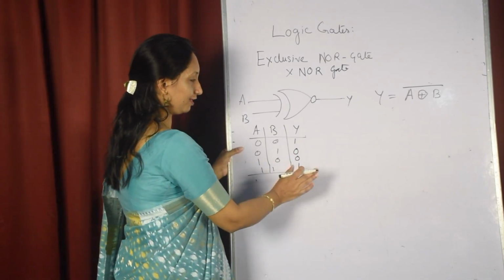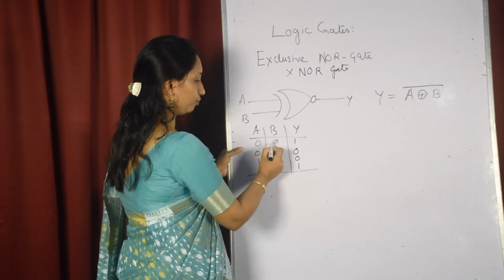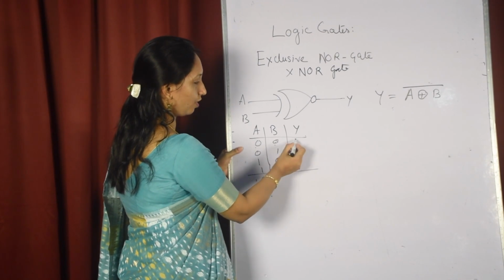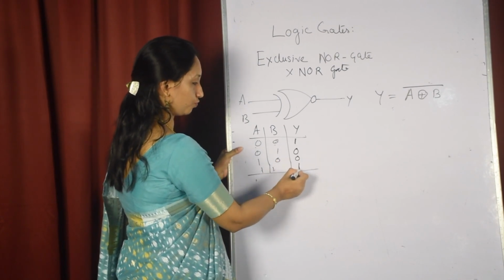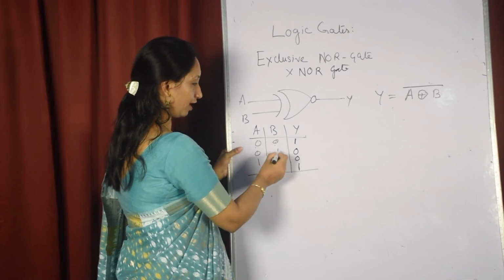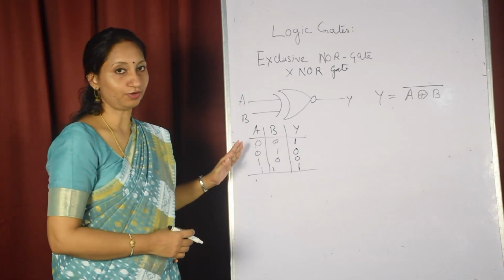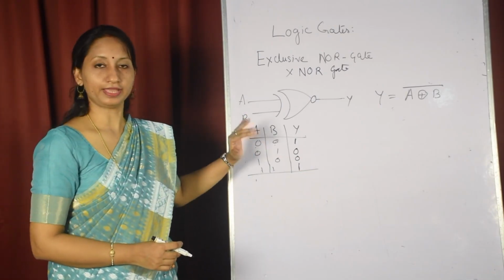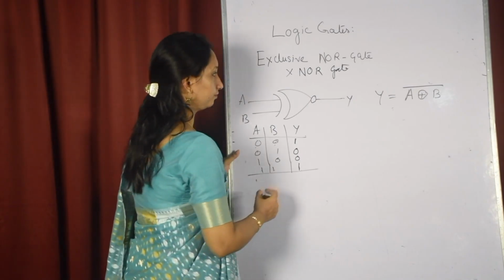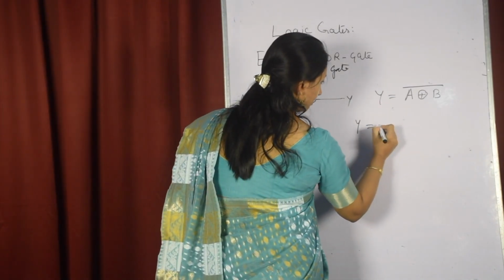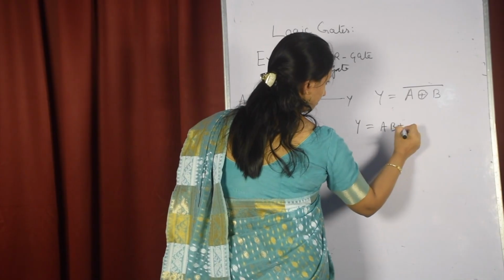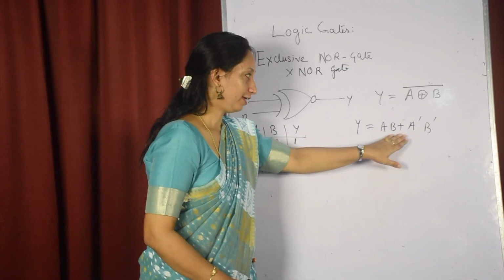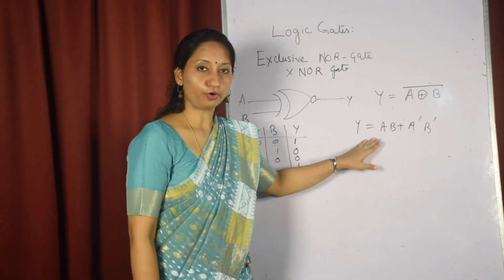So from this truth table it is clear that when both the inputs are same, then output is high. Means 0 0 output is 1 and 1 1 output is 1. And if the inputs are different, that is if one is high, one is low, then we get 0 output. Just the complement of the XOR gate. And output is represented as A B plus A bar B bar. So this is the output expression of the XNOR gate.